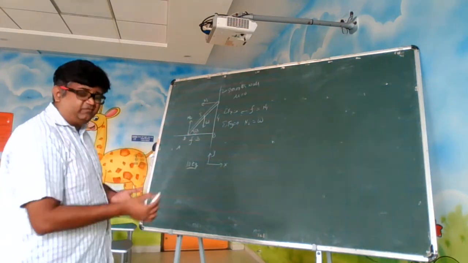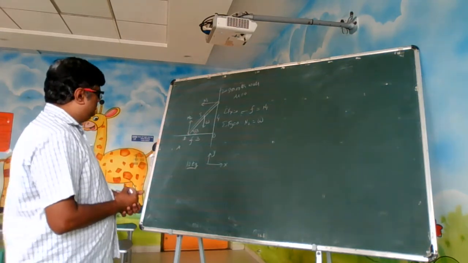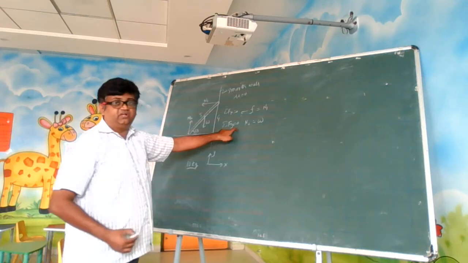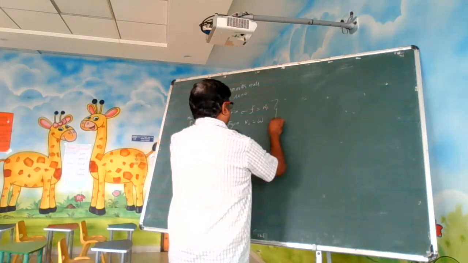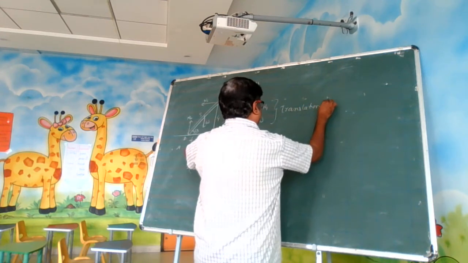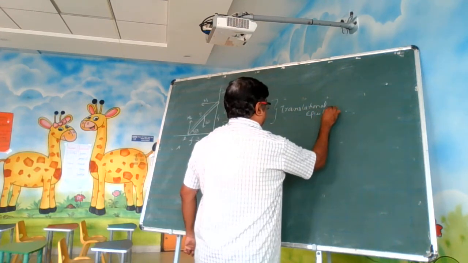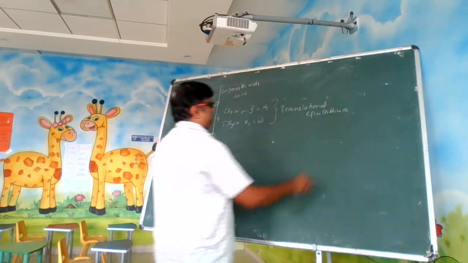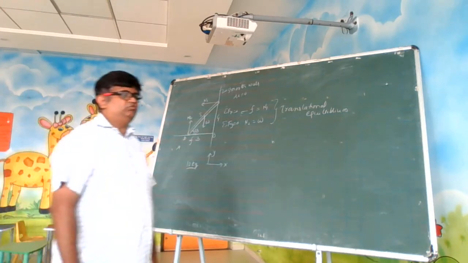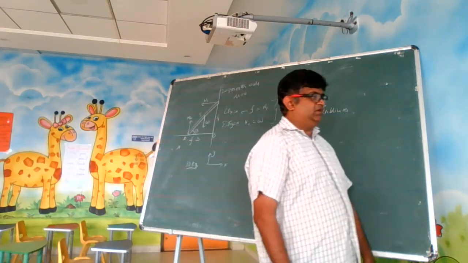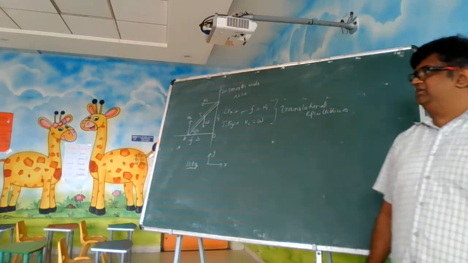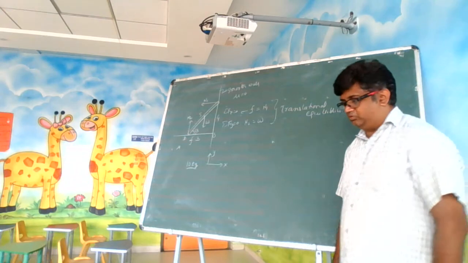Can we frame another equation? Is it possible? Because this is in equilibrium, these two conditions are conditions for translational equilibrium. Can I apply rotational equilibrium also here? I can apply. When you say a system is in equilibrium, you say that it is in translational equilibrium, and you say that it is in rotational equilibrium also.